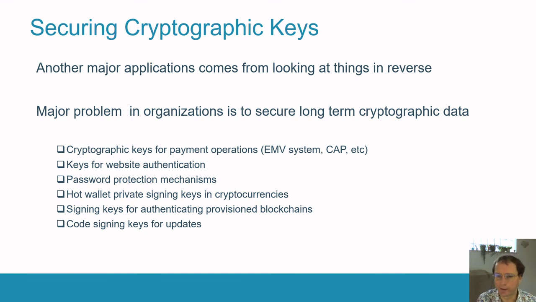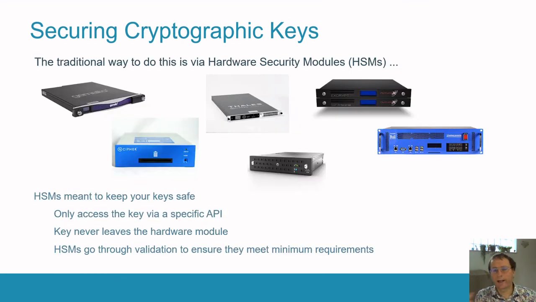So we use cryptographic keys everywhere. We use them for password authentication, code signing, all sorts of stuff. A classic way of securing cryptographic keys is to put them in what are called hardware security modules. These are like specialized computers which only allow you to do cryptographic operations, and they control access to the key. And HSMs go through a validation process to show they meet certain minimum security requirements.